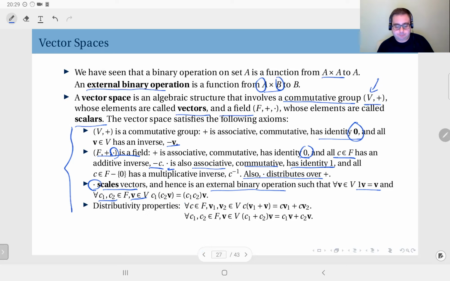And finally, as the last axiom, we have the distribution property. A single scalar distributes over addition of vectors. I should have a subscript 2 here. And also addition of these two scalars distributes over these two scaling operations and then the addition of these vectors. Okay, so this structure defines what we call a vector space.